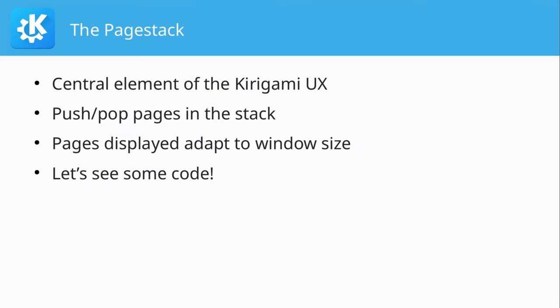Kirigami can roughly be divided in two different things. One of them is the page stack system that pretty much defines the overall application layout, and then there are random components that you can use in your application that will make it easy to make them convergent. And the cool thing is that even if you don't use the general page stack structure for your application for some reason, you can still make use of those other components in your app.